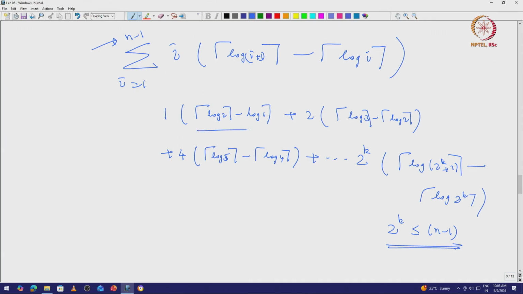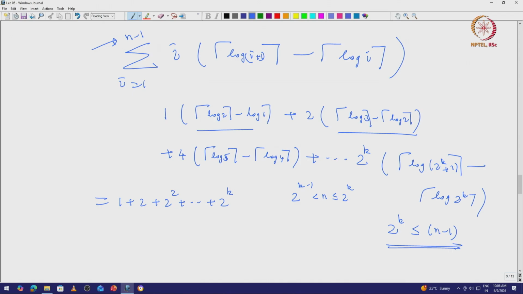And when it is a power of 2, this is 1, all these things are 1. Therefore, this sum is 1 plus 2 square up to 2 power k, where 2 power k is less than or equal to n minus 1. Okay? We have already assumed something. What is that we have assumed? 2 power k minus 1 is less than n, is less than or equal to 2 power k.